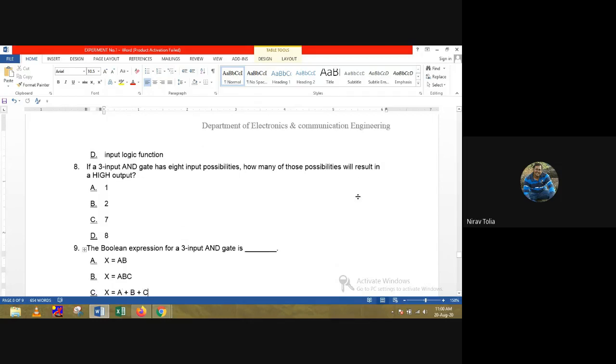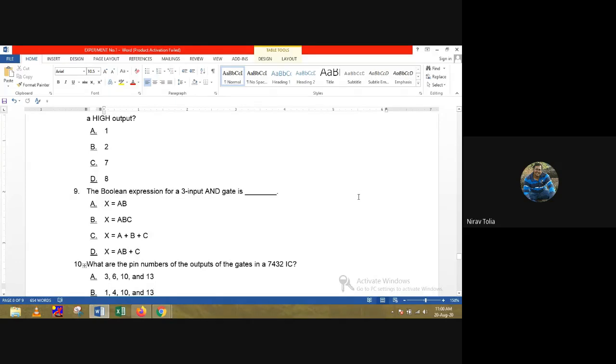Now the next one: the Boolean expression for the three input AND gate. Okay Kev, what is the Boolean expression for a three input AND gate? Either it is A into B, or A into B into C, or A plus B plus C, or A into B plus C. So Keyur, Parthiv, and Dirga only gave the answer. What about the others? We have three input AND gates. What is the Boolean expression for that three input AND gate?